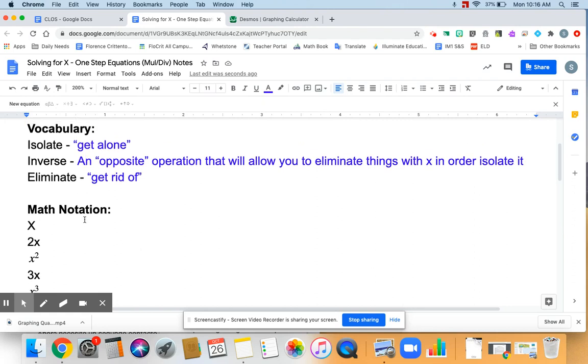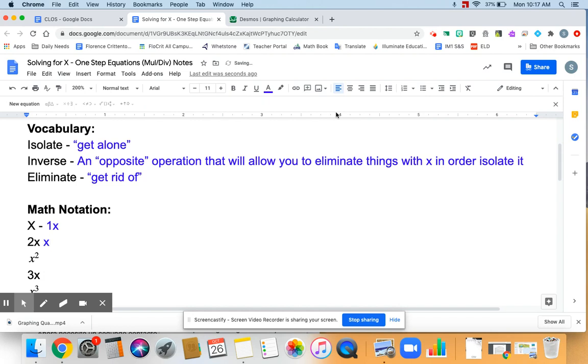Moving forward, we have to talk about some math notation. So the word notation just means how we write stuff. So for example, when we look at x, what that means is that we have one x, because there's one of them right there. So even though there's no number in front, the notation is that if there's no number in front, it's a secret one because there's one of them. So if there's two x's, well, that means there's two x's. However, these two x's are getting added together.